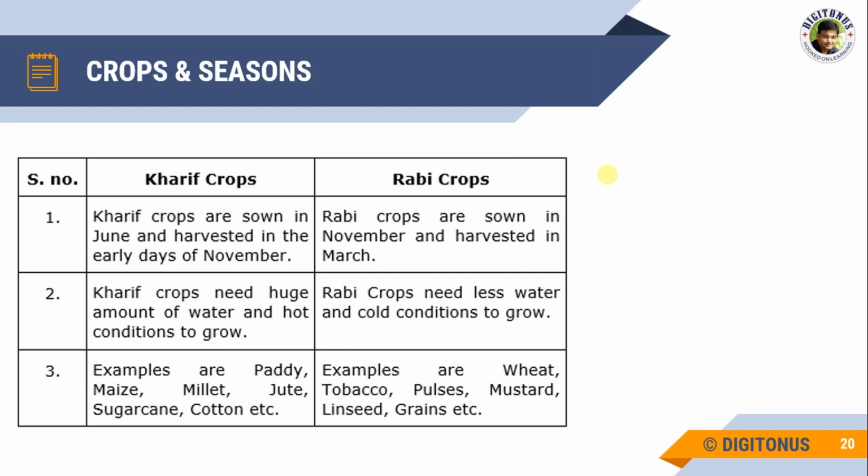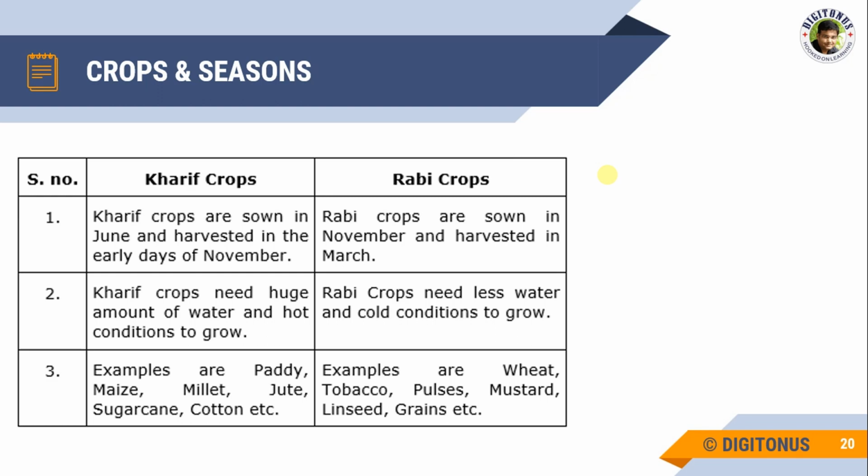Now let us see the rabi crops. The crops grown from November to April are called rabi crops. For example, wheat, beans, etc. Rabi crops need less water and cold conditions to grow.